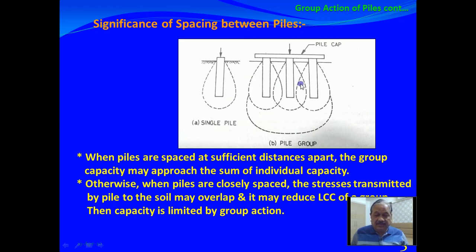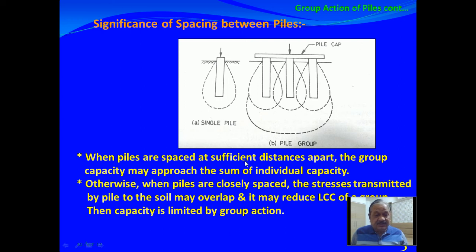And here a pile group is shown. Three piles are there in the group. These three individual bulbs overlap each other. This is the overlap for these two piles, and this is the overlap for these two piles, and then this is the combined pressure bulb of the pile group.